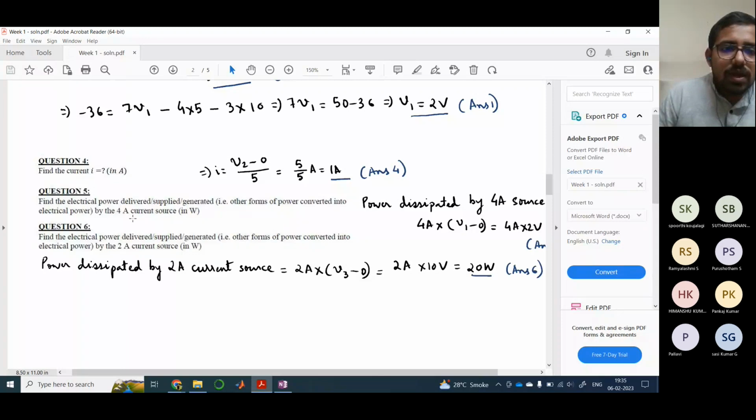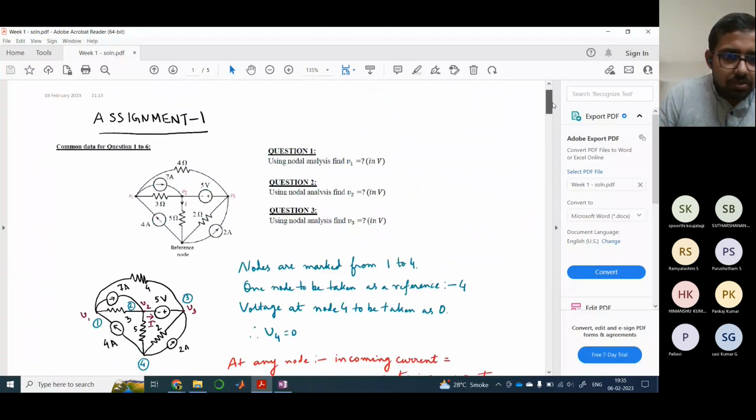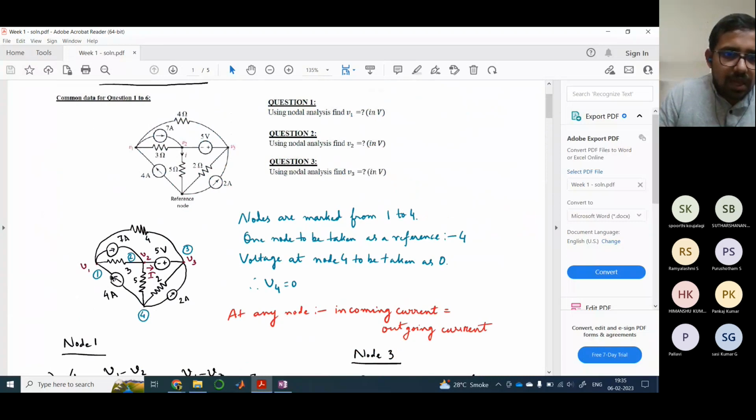So we need to find out the electrical power which is being dissipated or accepted by the 4 ampere source. So, what is our 4 ampere source here in the diagram? My 4 ampere source is this thing, this independent current source which is connected between node 1 and 4. So for the time being, I am assuming that our 4 ampere source is actually dissipating the power. So it is delivering the power, so that is why I am using the term dissipating.